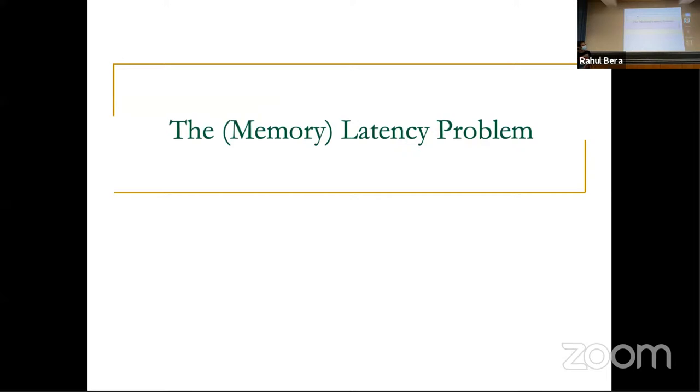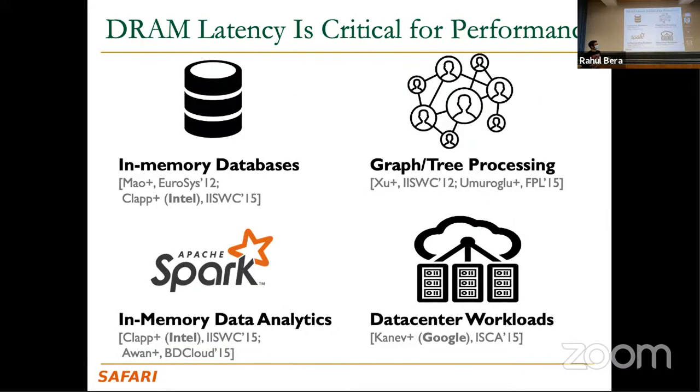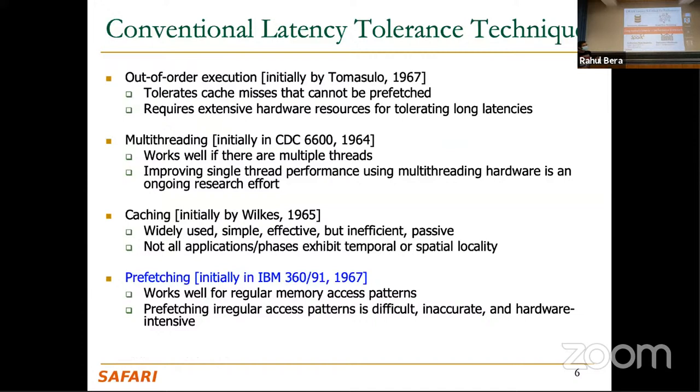So let's get started. I hope by now it's evident to all of you that memory latency is a big problem for current microarchitectures. I just want to reiterate this figure: in the last couple of decades, we have seen a lot of increase in memory capacity as well as bandwidth, but memory latency has remained almost the same. This creates a huge performance bottleneck, especially for today's workloads, which have a huge data footprint.